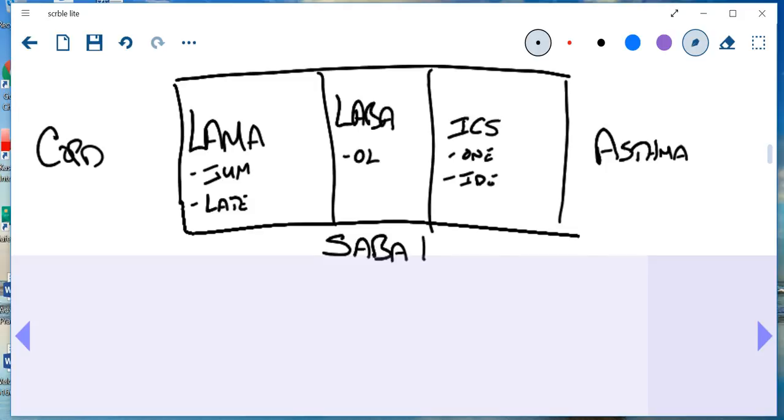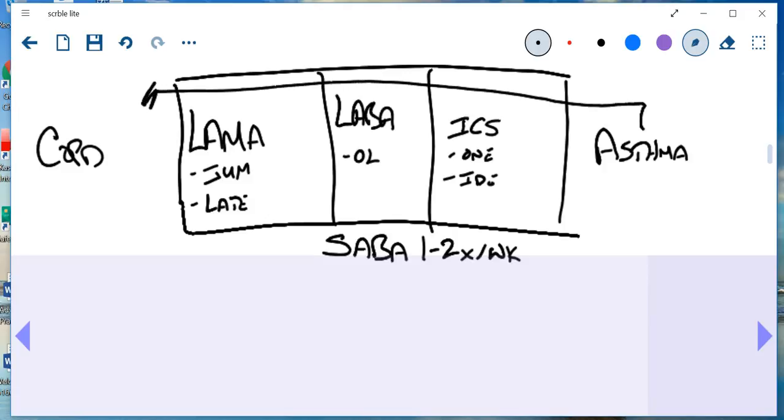So we're looking at SABA 1 to 2 times a week. If we're having to do it more than that, then we need to add something to the mix. So with asthma, this is pretty simple. Asthma goes that direction. So remember, we start off with an inhaled corticosteroid.